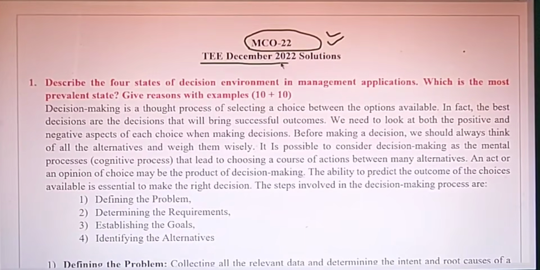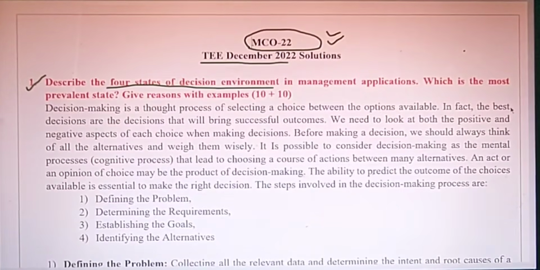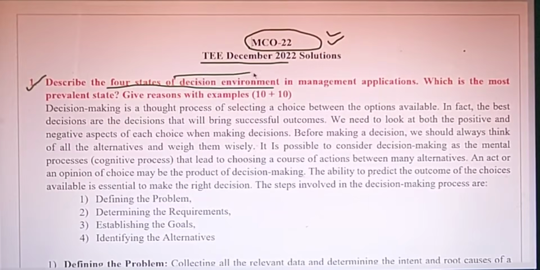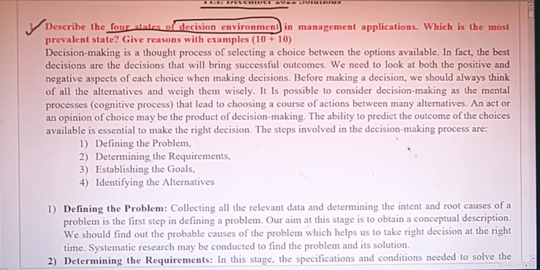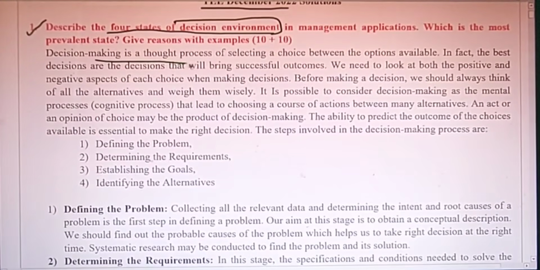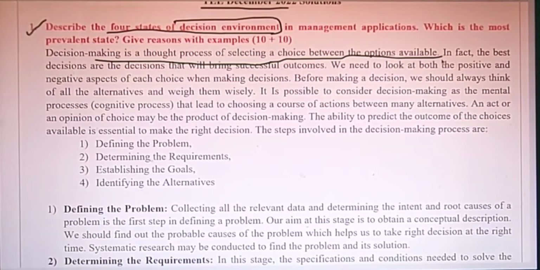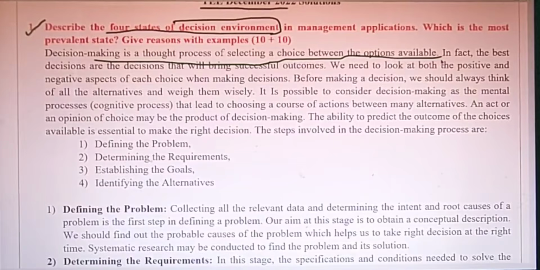Okay, so right away we'll start with the first question, and the first question is: describe the four states of decision environment, and which state is the most prevalent. So this is the question on decision environment, where you just have to mention the four states of decision environment. And basically, you can write a little bit about decision making: it is a thoughtful process of selecting a choice between the options available, and you have to choose the best alternative that can get you the best decision.